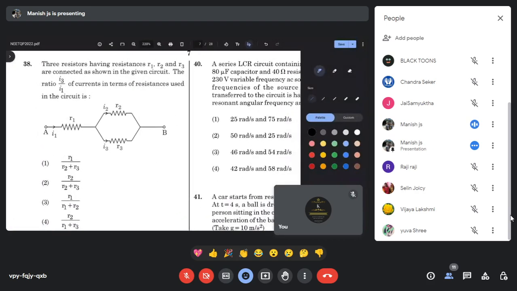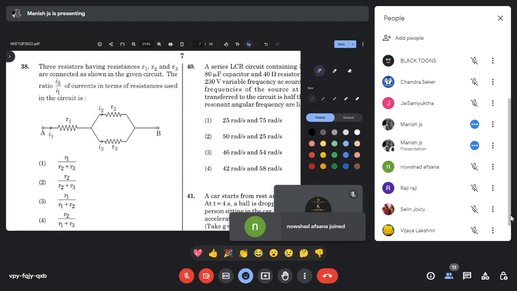Three resistors, I think this also you can do it. Three resistors having resistance R1, R2 and R3 are connected in the circuit. So find the ratio of I3 upon I1, the currents used in the circuit.